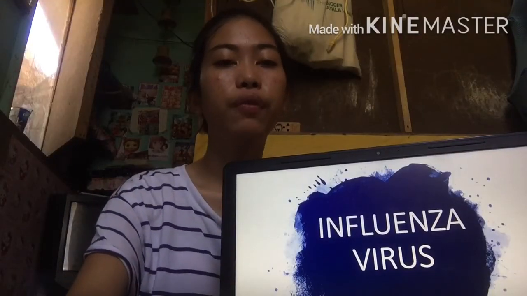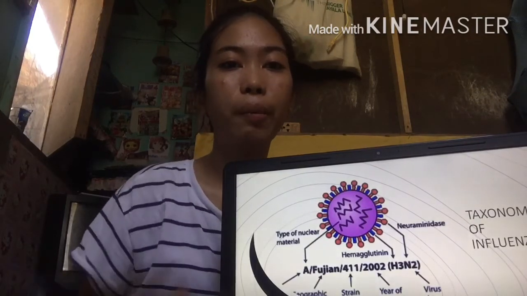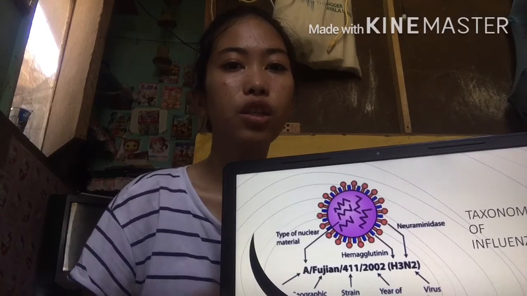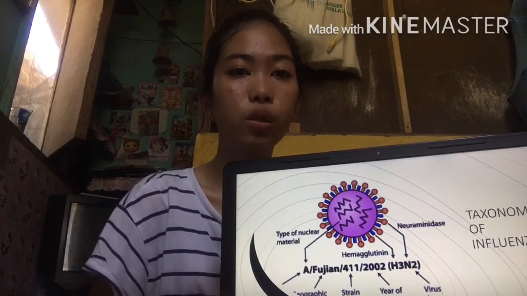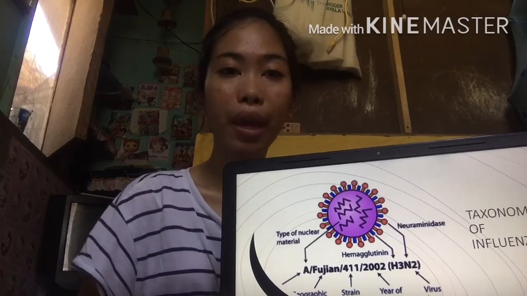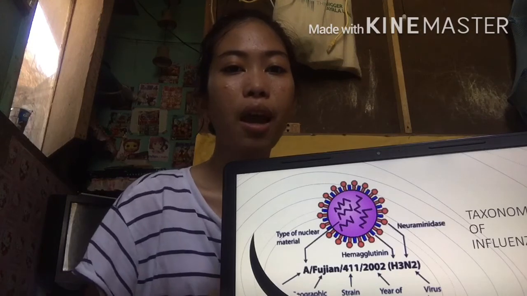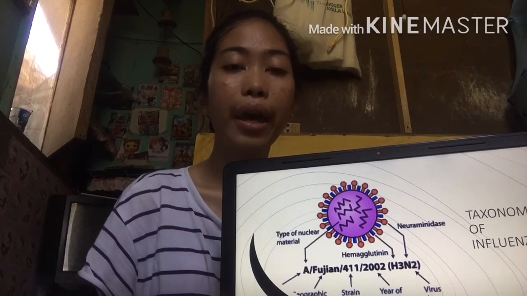Let's proceed to the taxonomy. The influenza virus family name is Orthomyxoviridae, and its genus is Influenzavirus. The influenza virus has three types: type A, type B, and type C. The subtypes are based on the combination of H and N proteins.